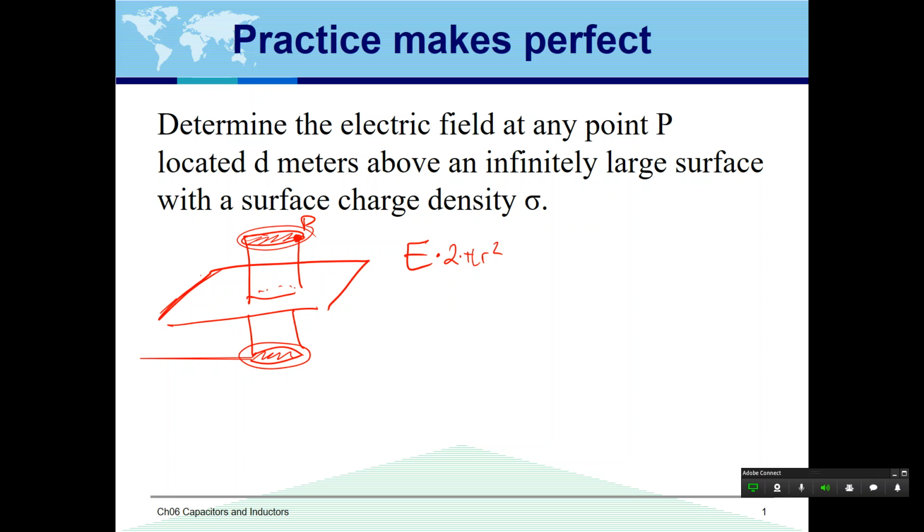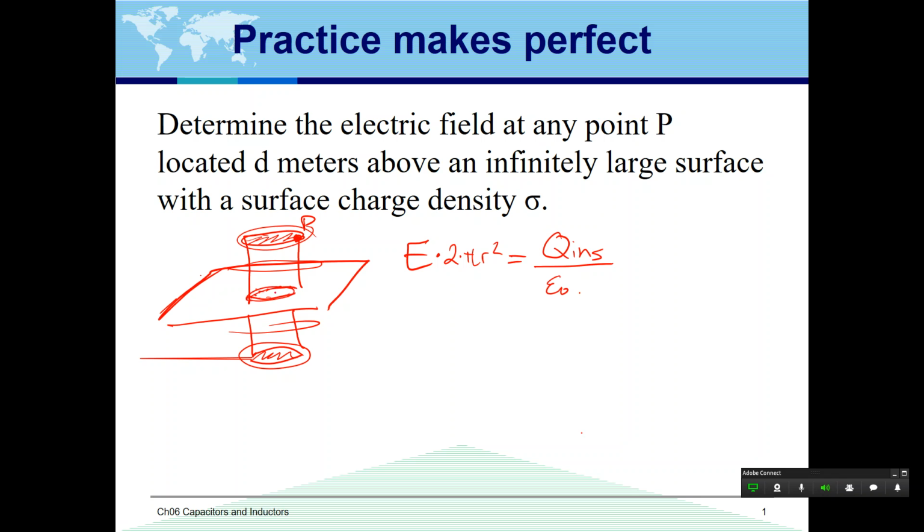What about the sides of this cylinder here? What angle are they at? They're at 90 degrees. So what is the electric flux through those? 0. So there's no flux through the sides of the cylinder. So I don't even write those ones down. That's equal to the charge inside divided by epsilon naught. And the charge inside here, right?